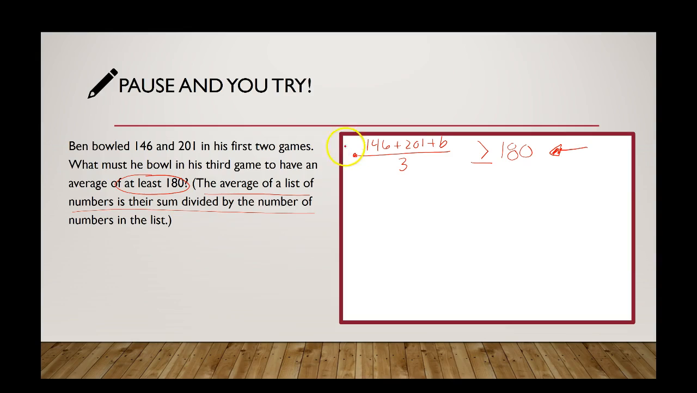Okay, so now to solve this, I'm going to go ahead and times by 3 first. So that divided by 3, let's get rid of that because then it's going to leave you with everything on top. Now you could have added these first before you did anything. That would have been fine too. And that would give you 540. 146 plus 201 would give you 347. Okay, so that's where we're at. I'll go ahead and subtract 347.